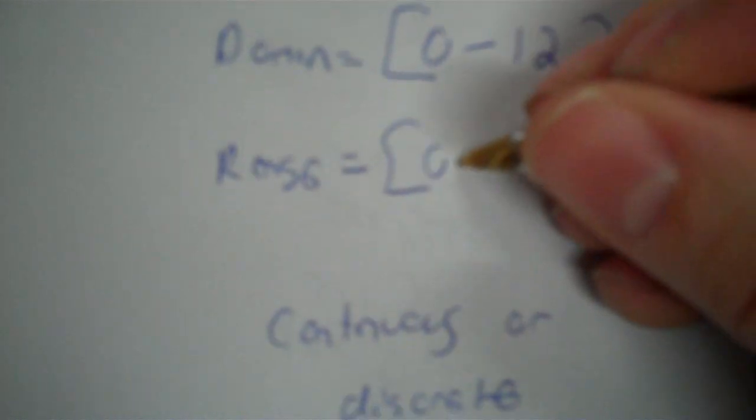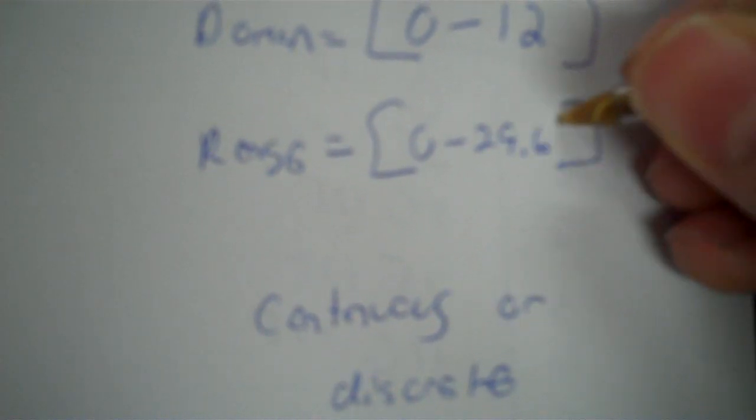0, 12 is the domain. You can buy between 0 and 12 party favors. Range 0, 29.64. Now, when you go to a store, can you buy 1.5 of anything? No, you can't. So that is again discrete.